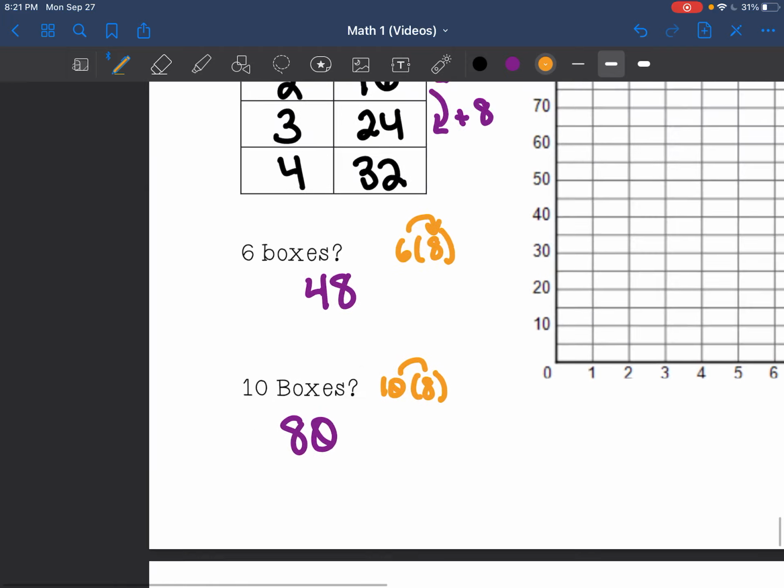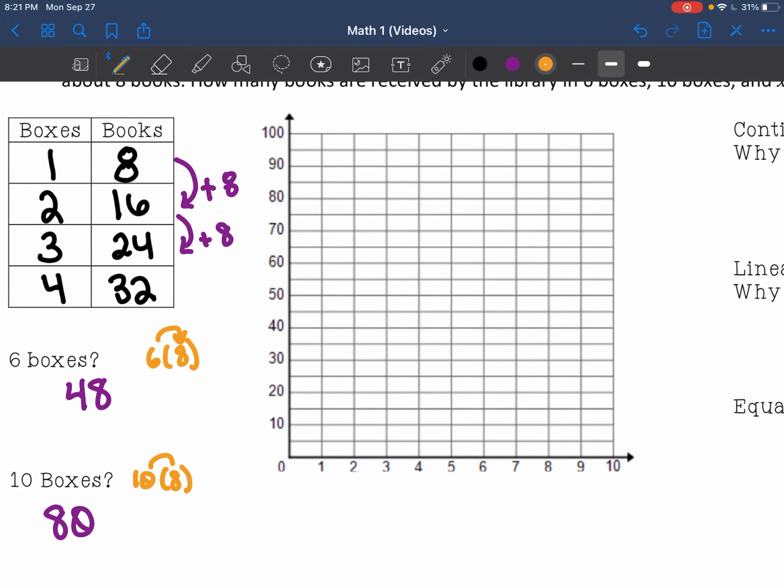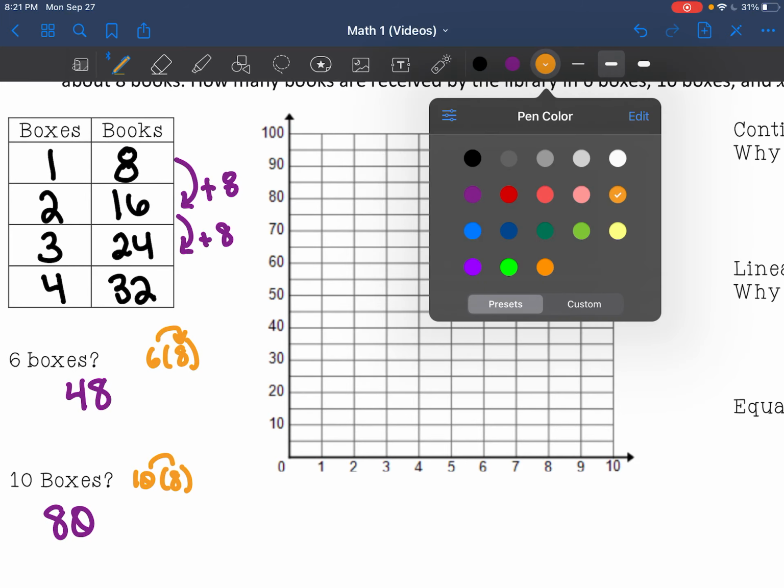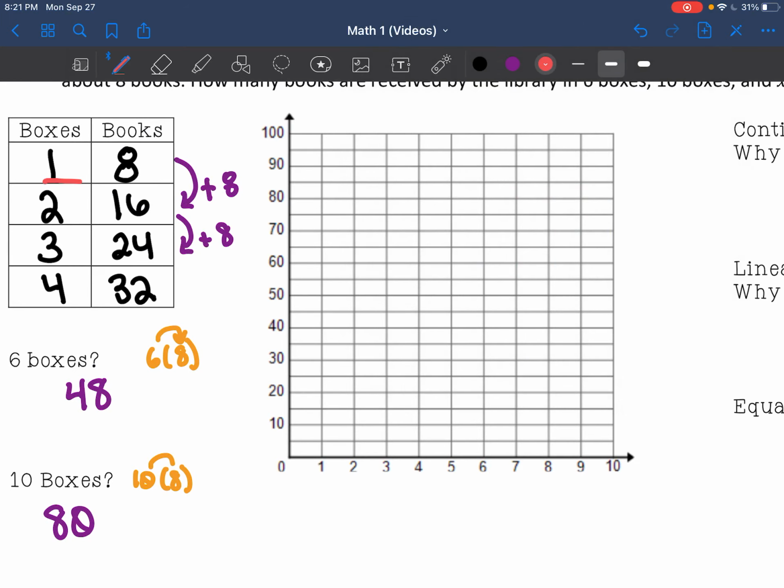Now we're going to graph this guy. Some guesstimation is going to have to happen here, right? So let's do this in a different color. So 1 and 8. So I go from the original origin to the 1 up to where I think 8 is. And again, guesstimation is going to be your friend here. So this is where that point is. 16. So from my origin, I'm going to go to the right 2 up to where I think 16 is.